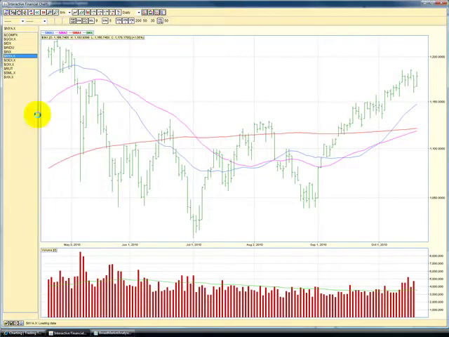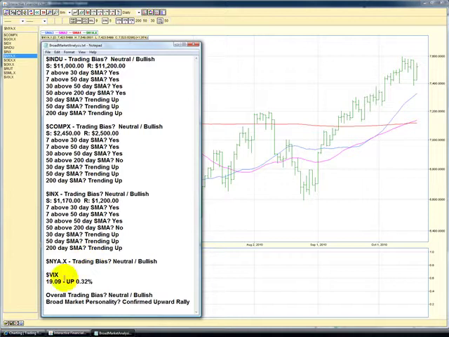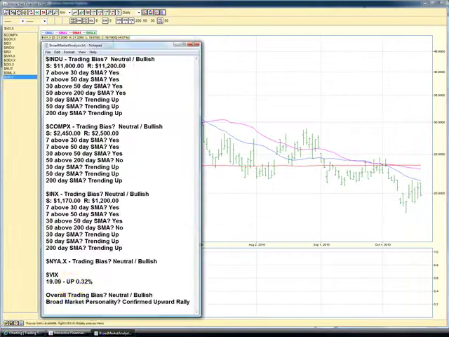New York Stock Exchange Composite Index. Same thing. And here is a case where the 50 did come across the 200. And we are coming close to being above the April highs. The VIX, we dropped 4.07%, and we're currently at 19.79. Overall trading bias is neutral bullish. Broad market personalities confirmed upward rally.